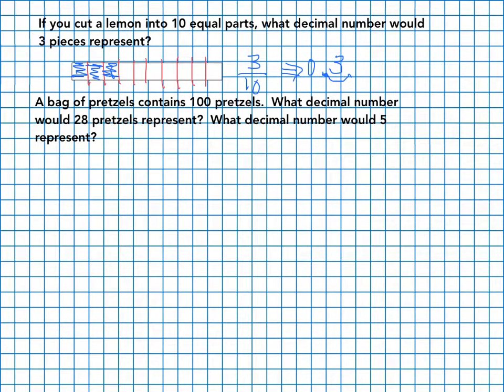Ladies and gentlemen, problem number 2 has 2 parts. A bag of pretzels contains 100 pretzels. What decimal number would 28 pretzels represent? And then what decimal number would 5 represent? So why don't you take some time, pause the video, and see what you come up with.